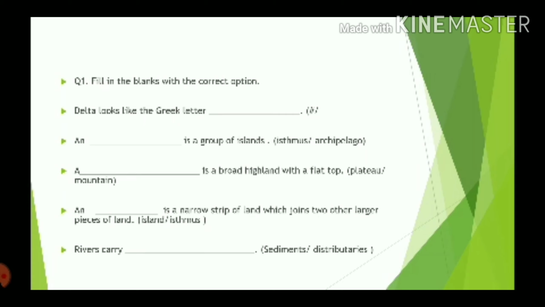Next is dash is a broad highland with a flat top. Easy. Plateau. Next, a narrow strip of land which joins two larger pieces of land is called an island or an isthmus. The answer is isthmus. Next is rivers carry sediments or distributaries. The answer is sediments. Rivers can form distributaries. They cannot carry them.